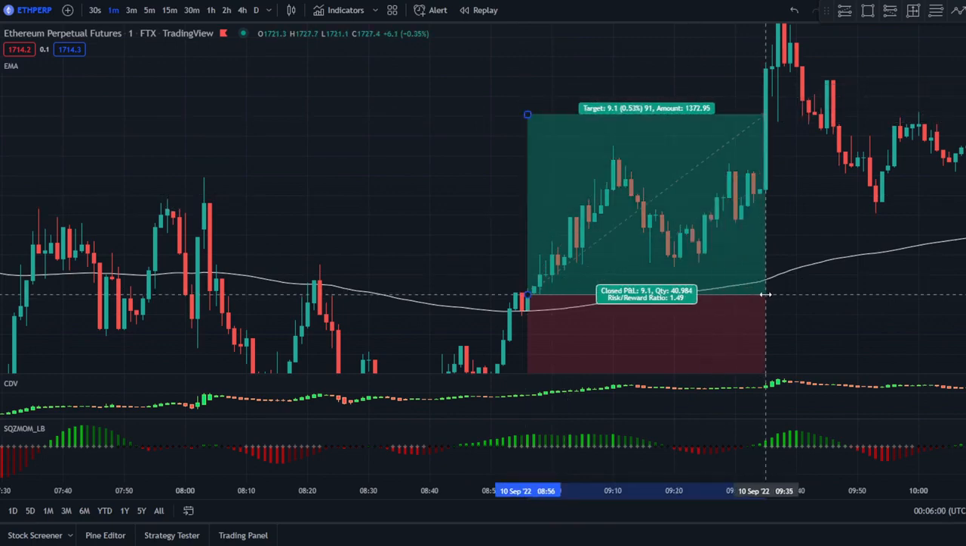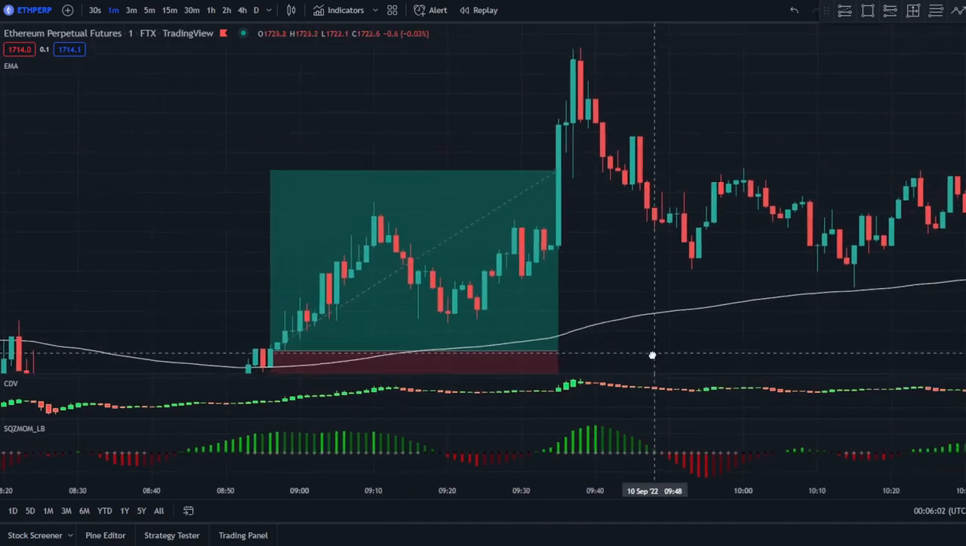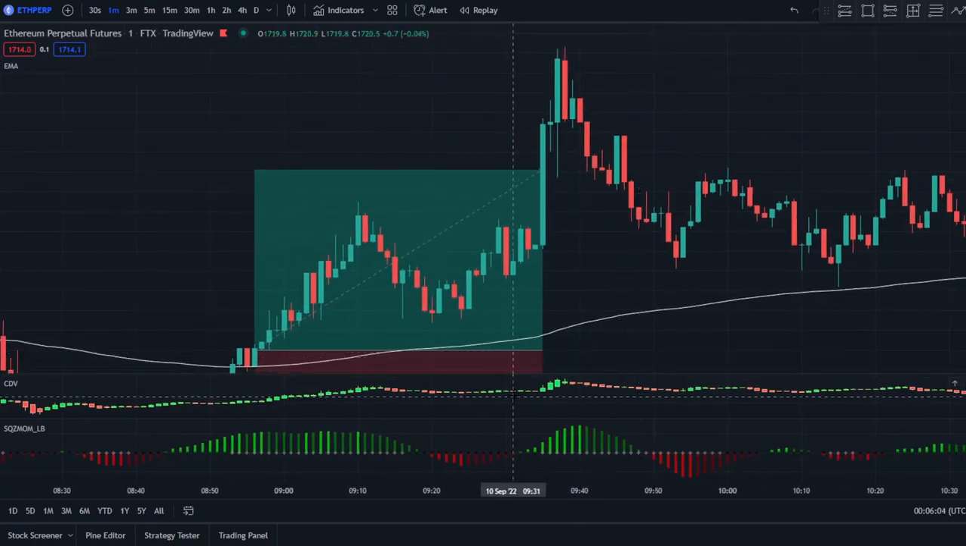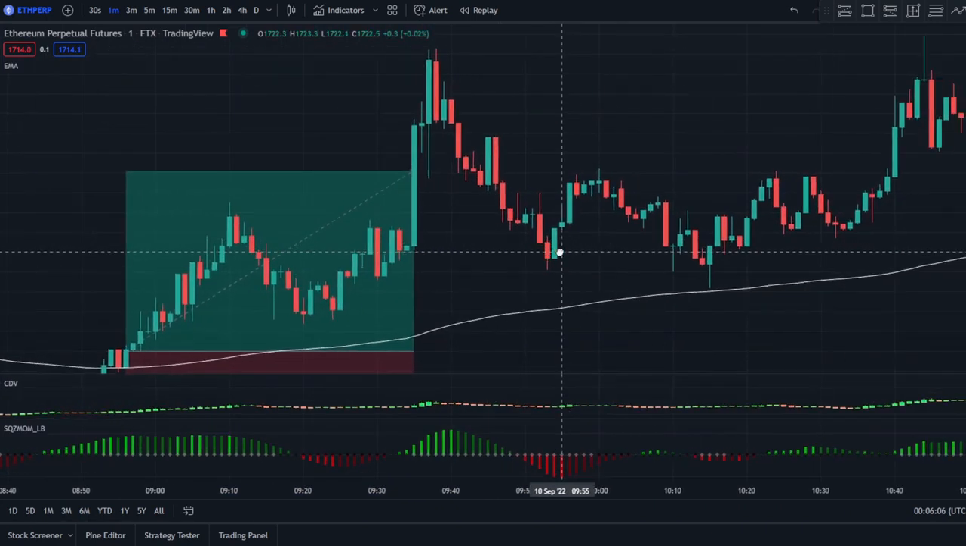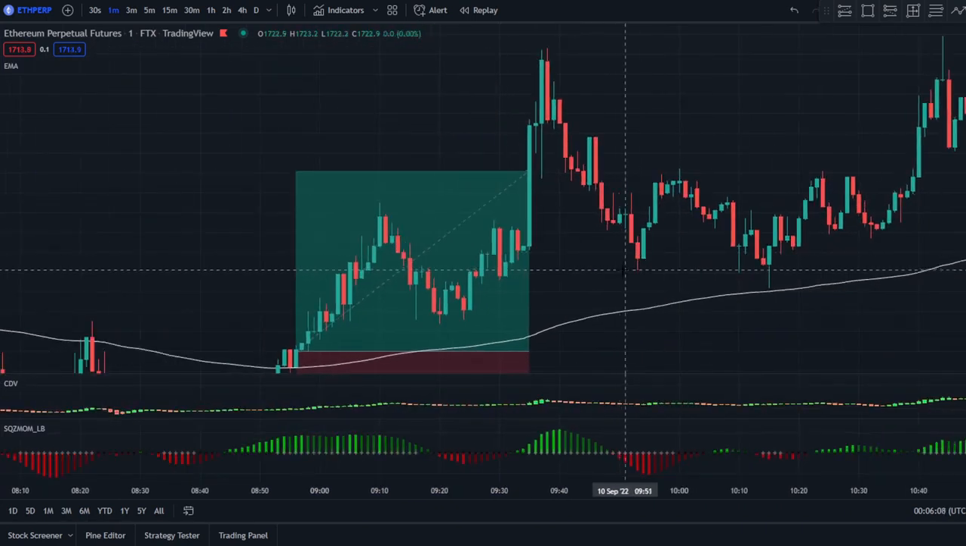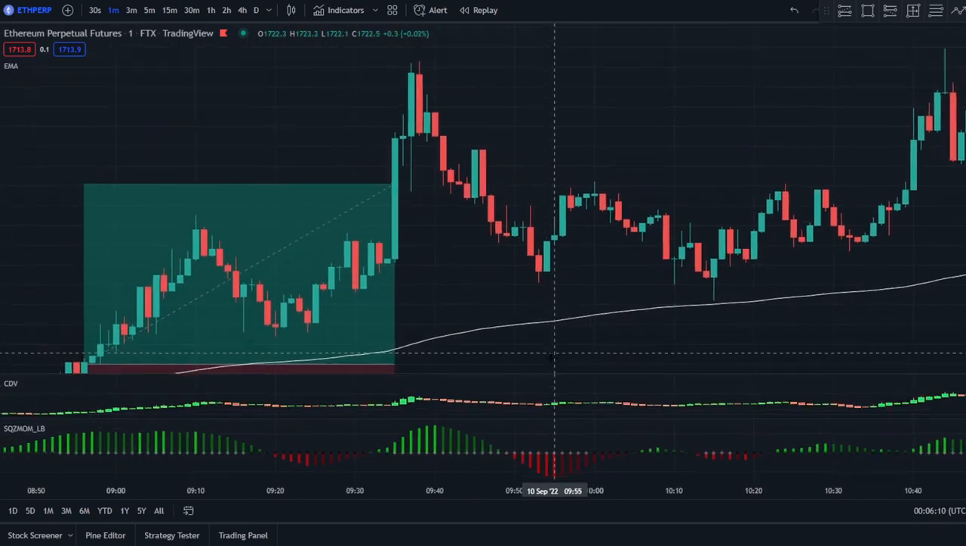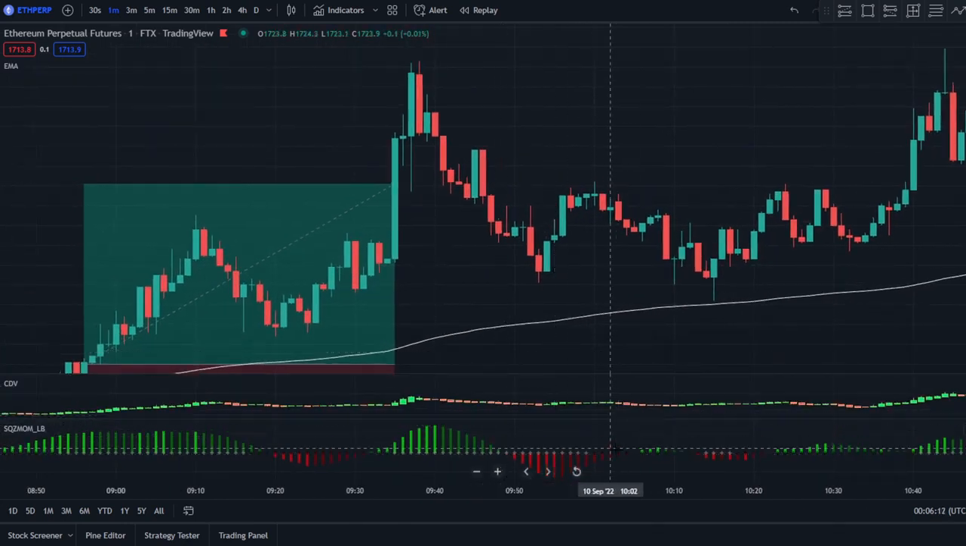So that's a valid signal. So again, what you're looking for is a change of the green to red. So right here you can see that a red to green is when entering a long position.